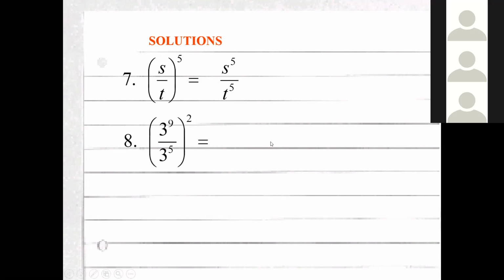Number 8, punta tayo kay, sino na ba? Kent Barchinelia. Uy, nag-chat din si Kent. 6,561.